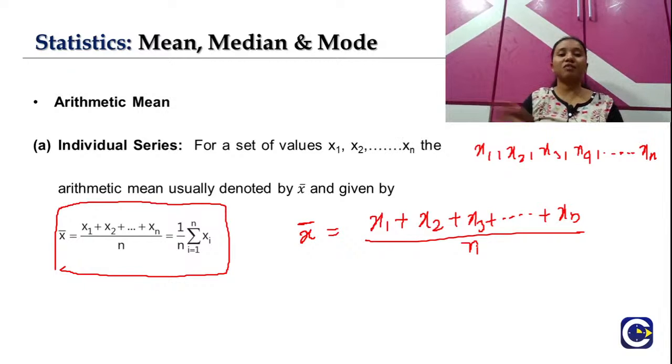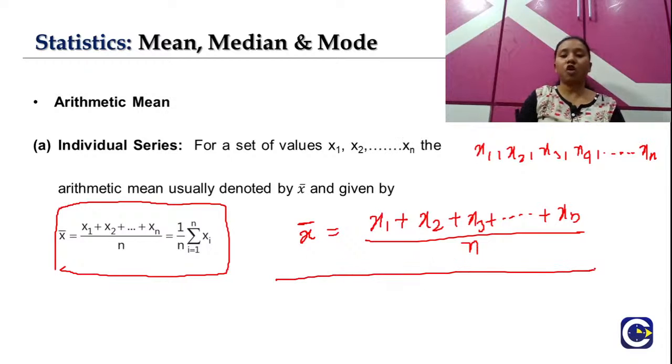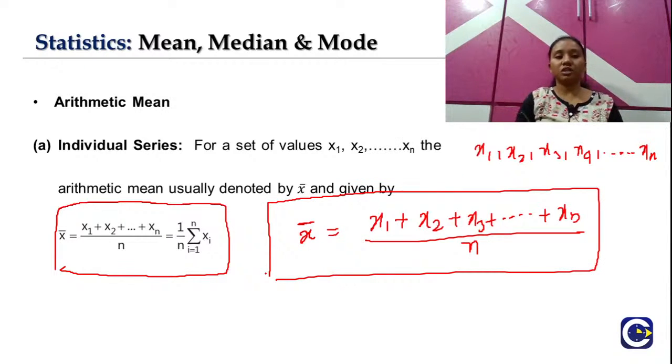It's very simple when it comes to the individual series. This is the formula and this is the representation we'll be using for the arithmetic mean. You can even write x bar in terms of sigma, because that is nothing but the sum: x bar equals 1 by n sigma xi, where i is from 1 to n.